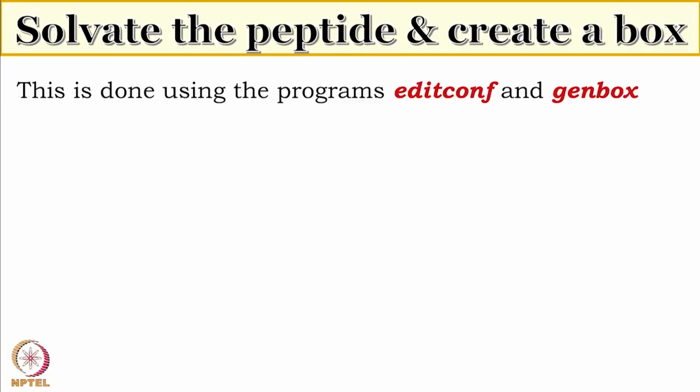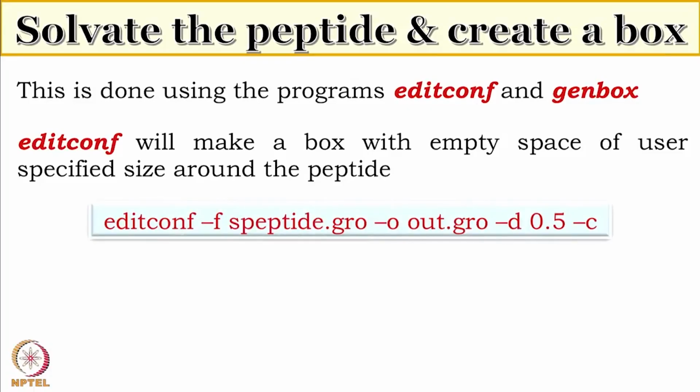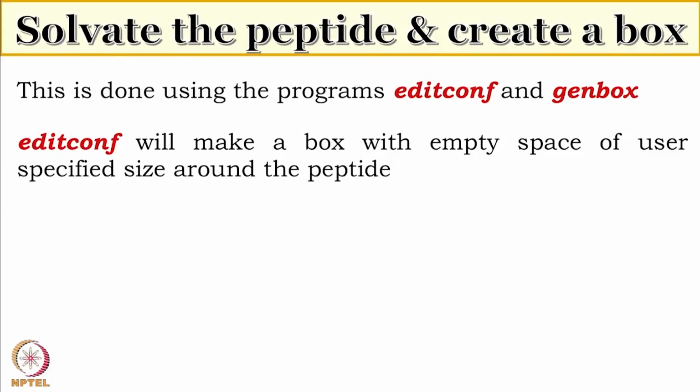Now to solvate the peptide and to create a box, we will use the commands editconf and genbox. By using editconf, it will make a box with the user-specified size around the peptide. Whatever box size we give, it will create a box around the peptide using that box length. The coordinates of the s-peptide are already assigned. The coordinates are given in the PDB file.